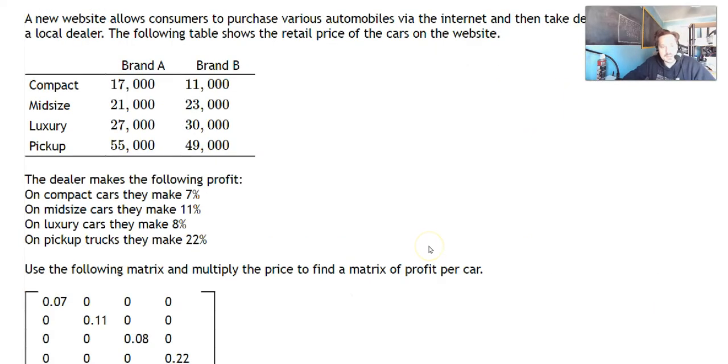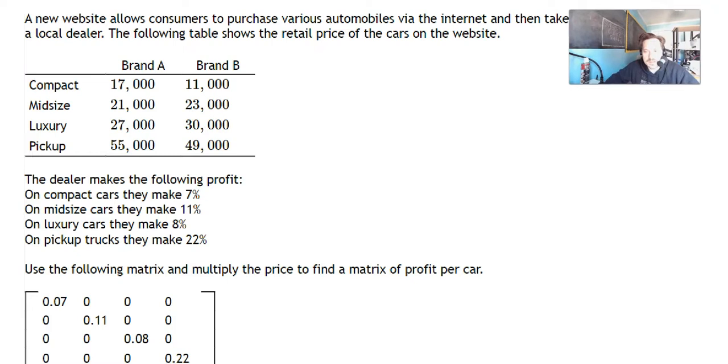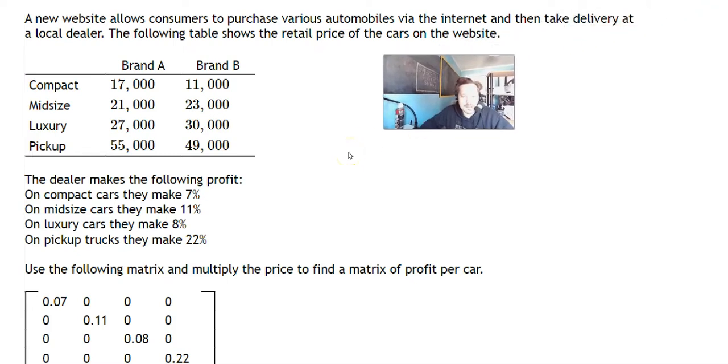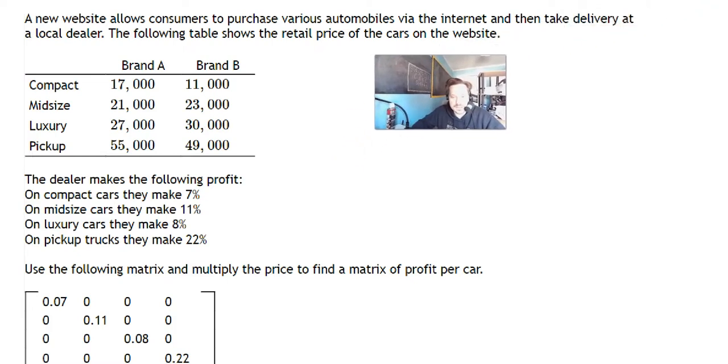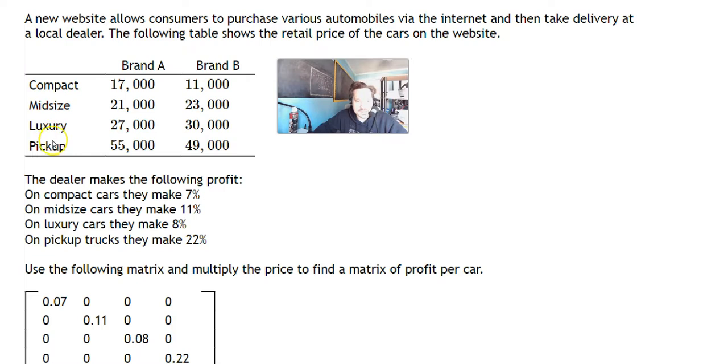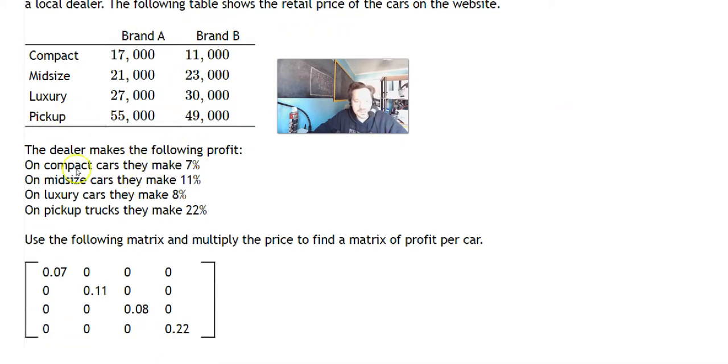Last application. A new website allows consumers to purchase various automobiles via the internet and then take delivery at a local dealer. The following table shows the retail price of the cars on the website. So you've got compact, midsize, luxury, and pickup, brand A and brand B. Now look, it says the dealer makes the following profit on compact cars, 7%, on midsize, 11%, on luxury, 8%, and on pickup trucks, 22%. Those are the profits. Then they give you this matrix. Use the following matrix and multiply the price to find the matrix of profit per car.